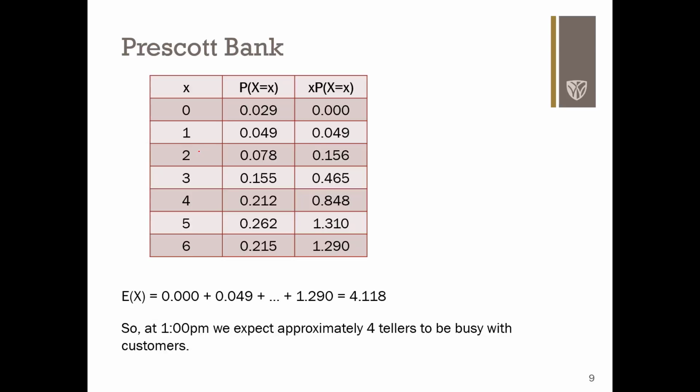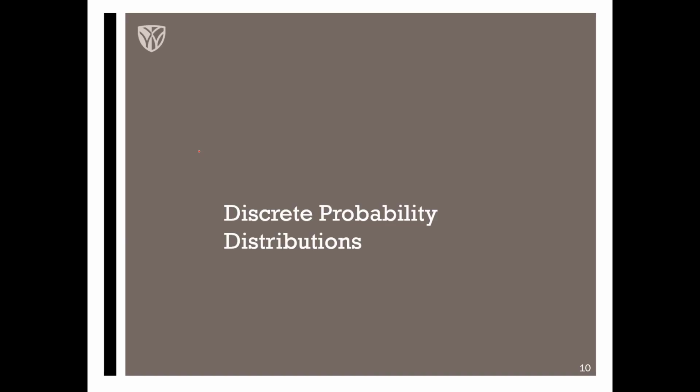So that's how we can begin to use probability distributions, and in particular discrete probability distributions, to help us understand behavior in a business context. The Prescott Bank example is a very specific example of a discrete probability distribution, but there are a number of more general probability distributions that have been studied and that are very well defined, and we're going to look at one such discrete probability distribution in the next lecture.